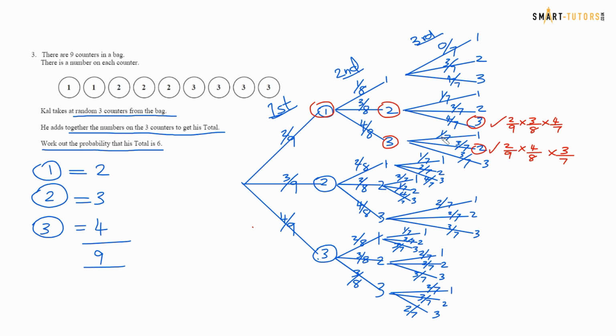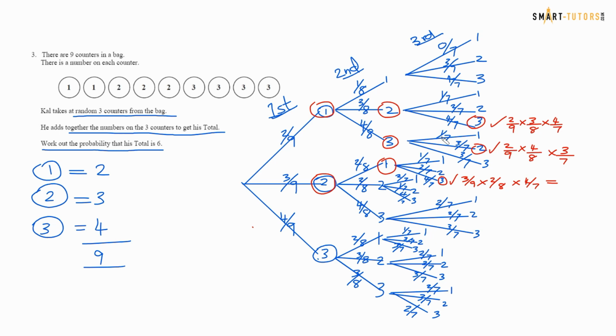Then 1, 3 is 4 plus 3 is 7, that is not going to come. 2 plus 1, 3: 3, 2, 1, 3. So 2, 1, 3 means 2 is 3 upon 9 times 2 upon 8 times 4 upon 7. Then that is the answer for that.